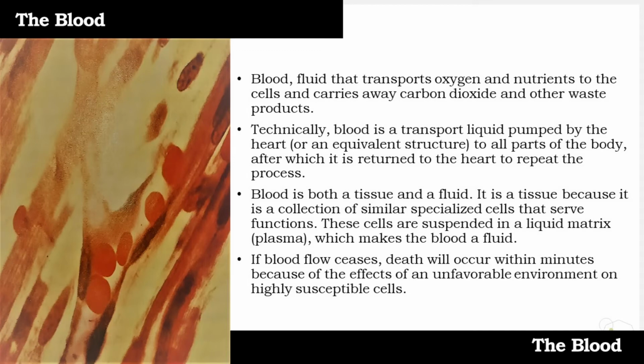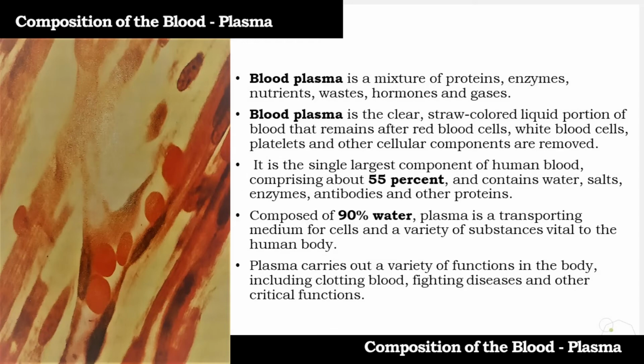Blood is both a tissue and a fluid. It is a tissue because it is a collection of similar specialized cells that serve functions. These cells are suspended in a liquid matrix, plasma, which makes the blood a fluid. If blood flow ceases, death will occur within minutes because of the effects of an unfavorable environment on highly sensitive cells. Compositions of the blood: plasma.